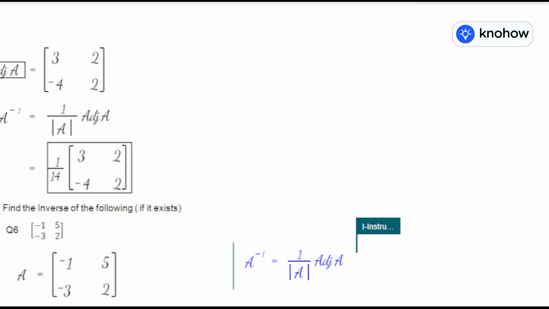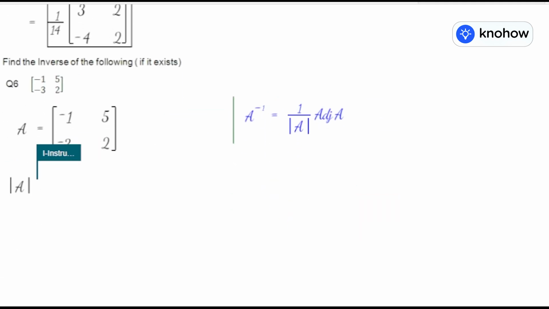So let me first find out determinant A. That is the determinant of negative 1, 5, negative 3, 2. So you multiply and you get negative 1 into 2, negative 2, and minus times minus, plus 15, negative 5 into negative 3, negative 15. So you get 15 minus 2, that is 13.